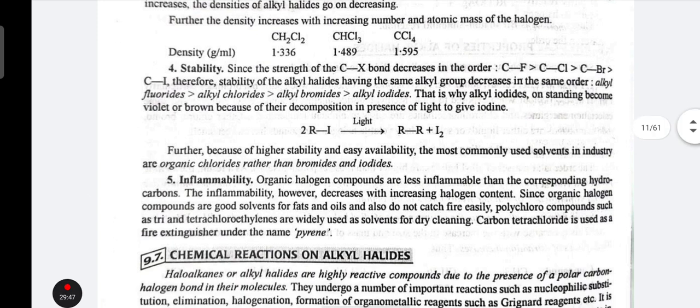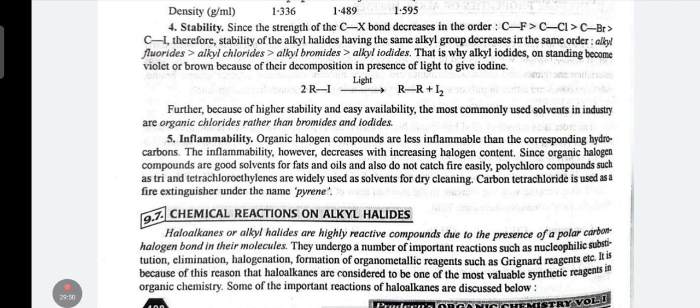One more point is left: inflammability. Organic halogen compounds are less inflammable than the corresponding hydrocarbons. The inflammability, however, decreases with increased halogen content. Organic halogen compounds are good solvents for fats and oils and also do not catch fire easily. Polychloro compounds such as trichloroethylene and tetrachloroethylene are widely used as solvents for dry cleaning. Carbon tetrachloride is used for fire extinguishers under the name pyrene.